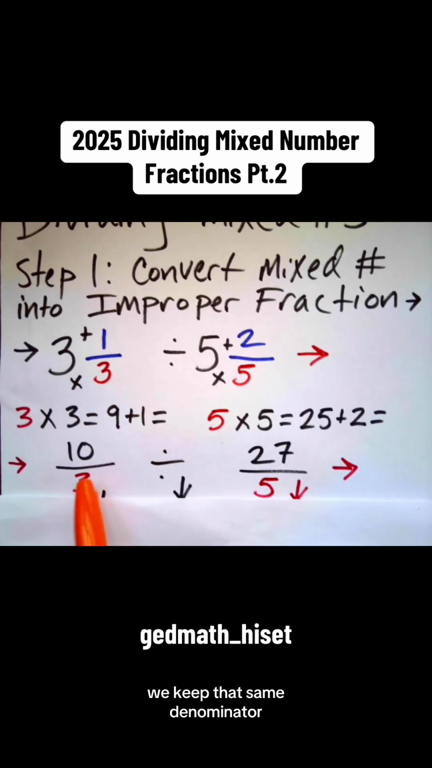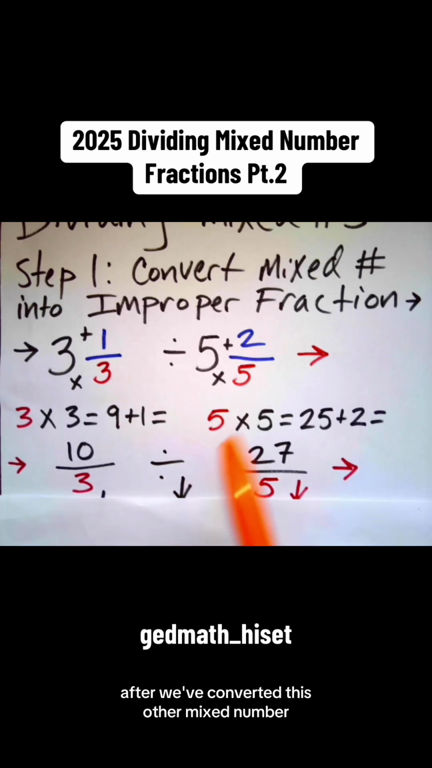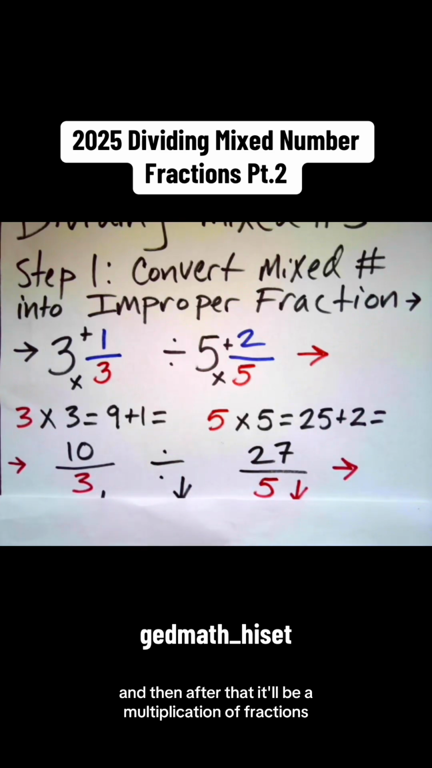We keep that same denominator, and we're going to keep the division symbol the same for now. After we've converted the other mixed number, then we'll perform the keep, change, flip. And after that, it'll be a multiplication of fractions. You multiply top to top and bottom to bottom.